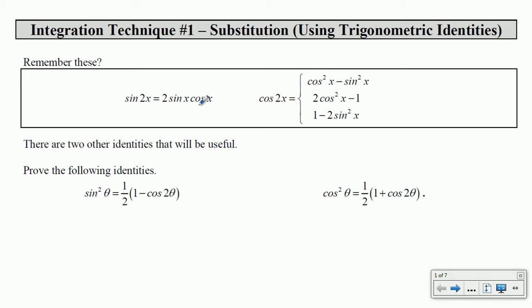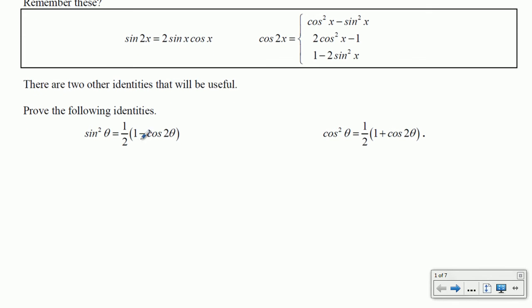So hopefully you recognize these trig identities. These are all on our formula sheet. And we're going to add a couple more here that we're going to prove right now. We'll start by proving this one. The right hand side is 1/2 (1 minus cos 2 theta). We're going to use this identity, so we're going to sub in cos squared x minus sine squared x.